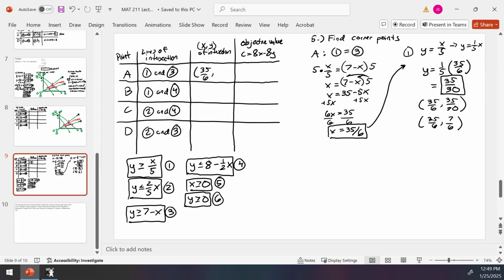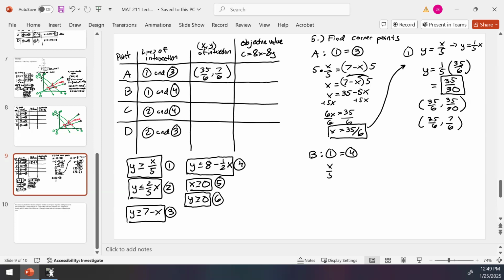I'd only write it as a decimal if it's a really nice decimal, or if the homework or the exam requires me to convert to a decimal. So that's the first coordinate. The second coordinate is going to be equation 1 and 4. Equation 1 equals equation 4.